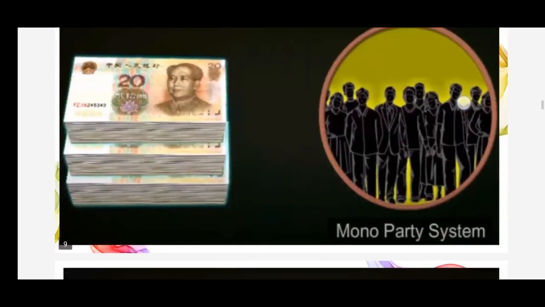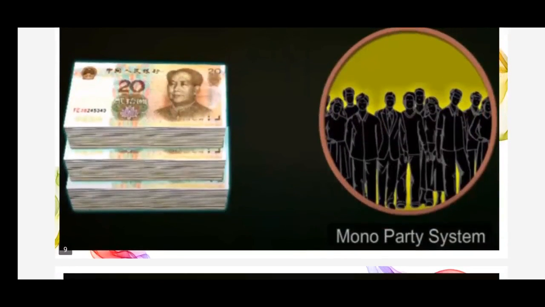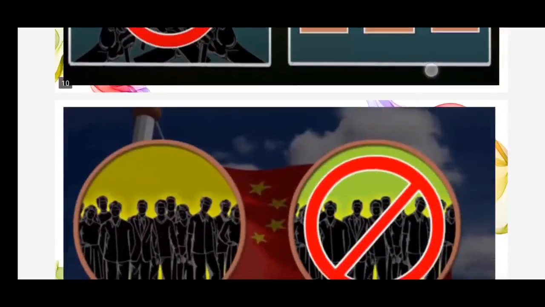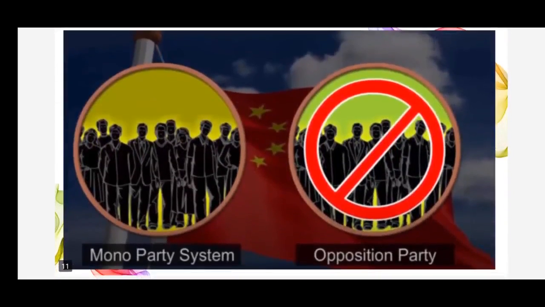One of the advantages of this type of system is that it is less expensive when compared to other systems. People have no choice, and there is practically no campaigning, as there is only one party and one contestant. Got it? And there is also stability in this type of system, children, as there is no opposition and no chance of being voted out of power.